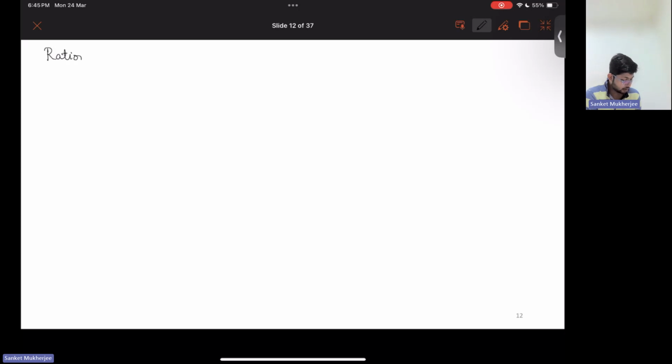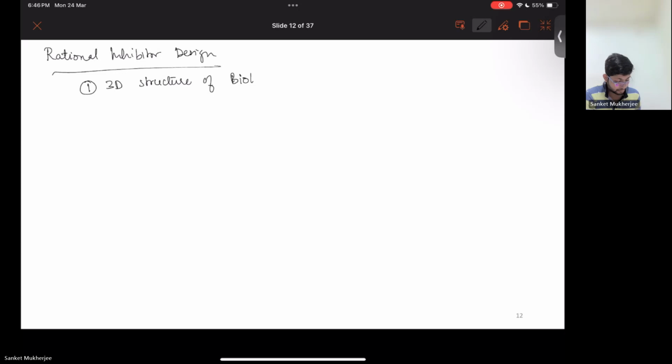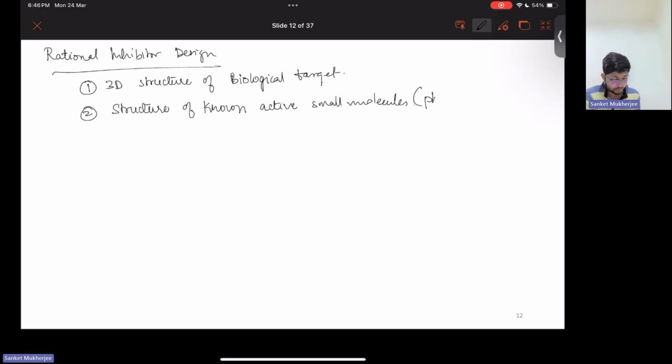Now, behind the rational inhibitor design, we need to know the 3D structure of the biological target, and the structure of known active small molecules. This is called pharmacophore-based drug design.